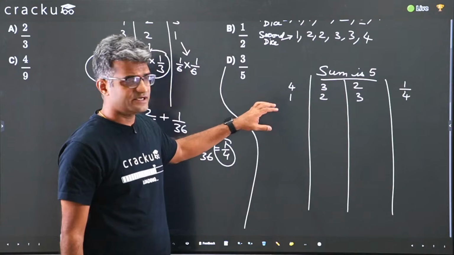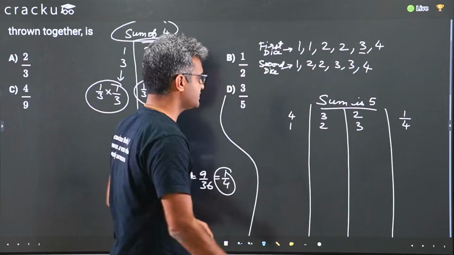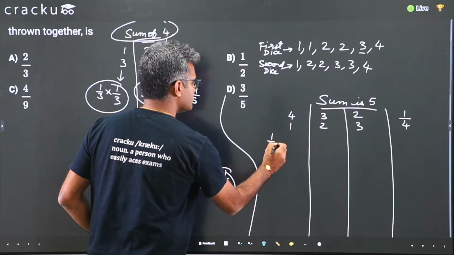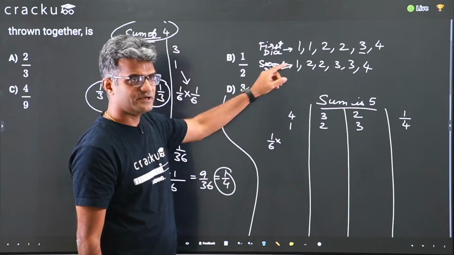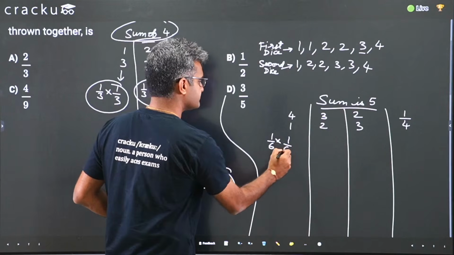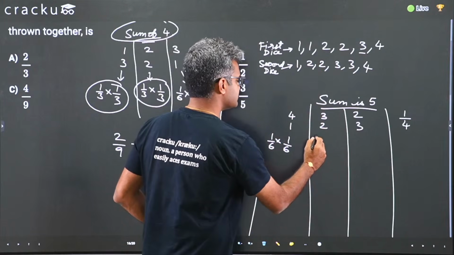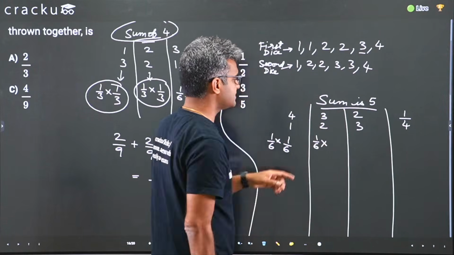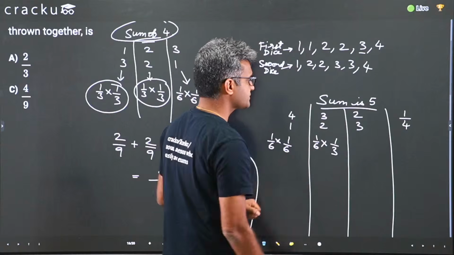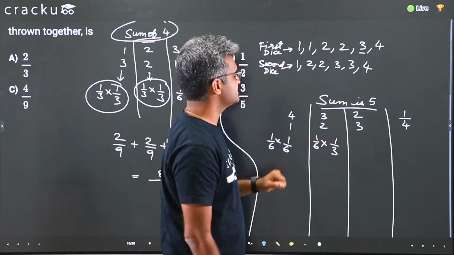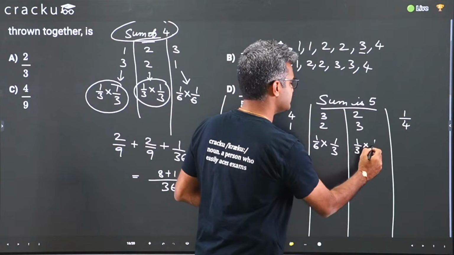Now what is the probability that the number on the first die is 4? There is only one 4, so the probability is 1 by 6. What is the probability that the number on the second die is 1? Again there is only one 1, so it is 1 by 6. What is the probability that the number on the first die is 3? It is again 1 by 6. What is the probability that the number on the second die is 2? That will be 1 by 3 because there are two 2s. What is the probability that the number on the first die is 2? It is 1 by 3. And the number on the second die is 3 is also 1 by 3.